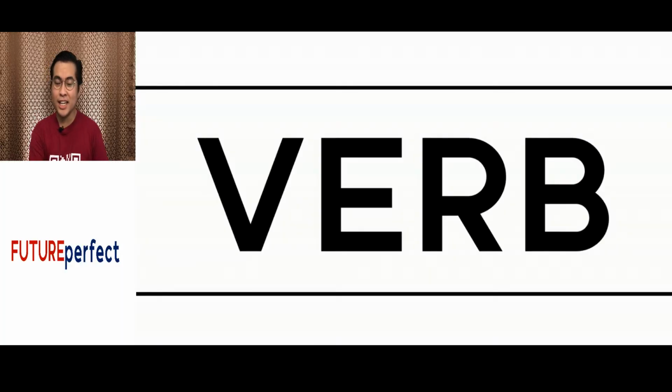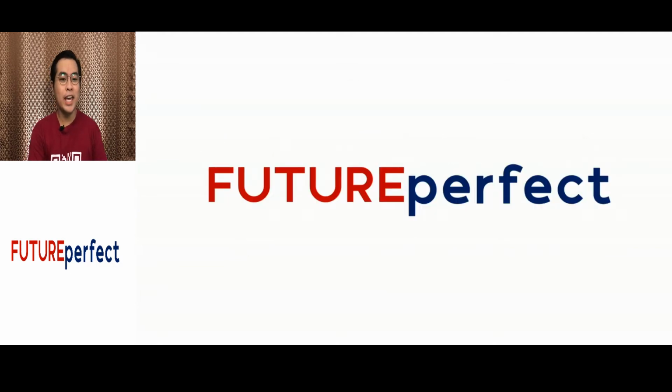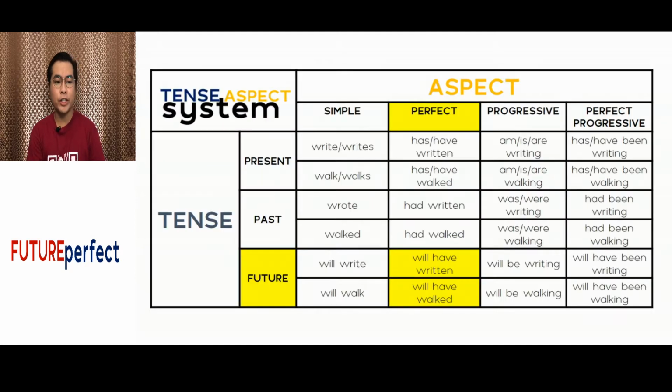Just like what I said in the introduction, we will talk about the sixth video under the tense aspect system. So this is the future perfect. Again, we will use the chart of the tense aspect system and we will focus on the future perfect. So what is the future perfect?